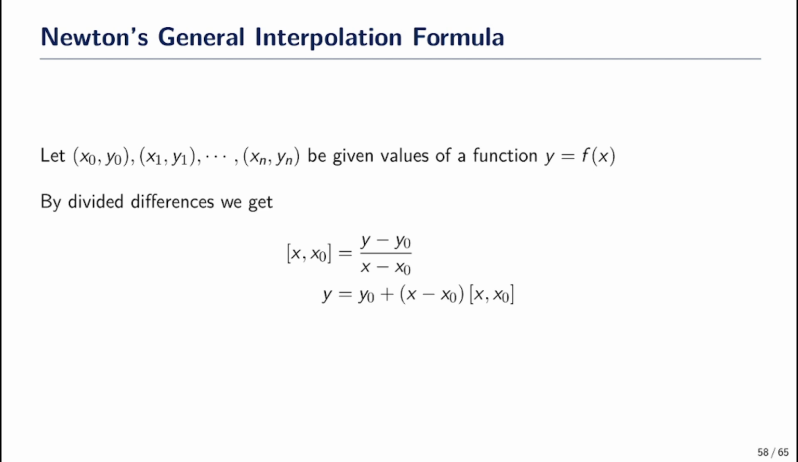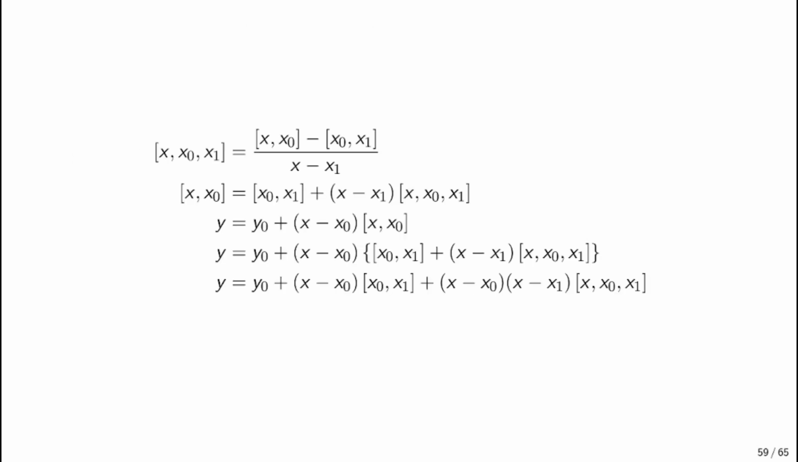Given the values of a function y equal to f of x as x0, y0, x1, y1, etc., xn, yn, the first divided difference of x0, if you calculate, will be y minus y0 divided by x minus x0. With a rearrangement, you can write y as y0 plus x minus x0 times the divided difference of x0. The second divided difference x0 x1 will be the divided difference of x0 minus the divided difference of x0 x1, divided by x minus x1.